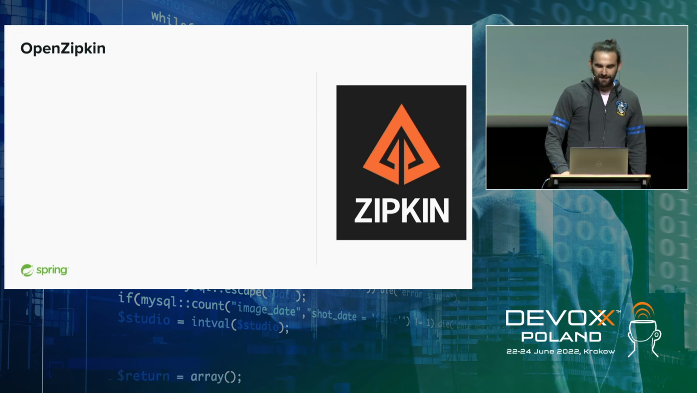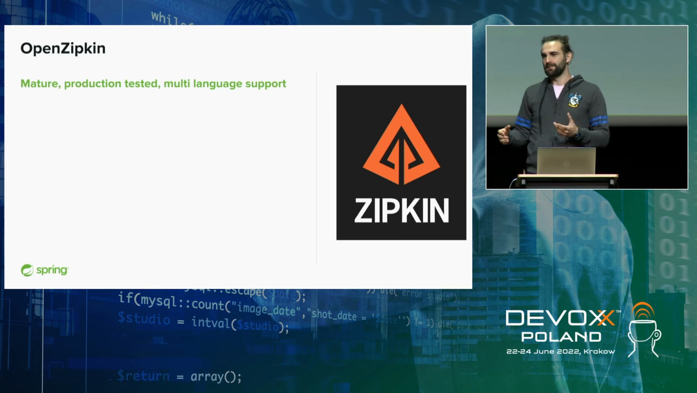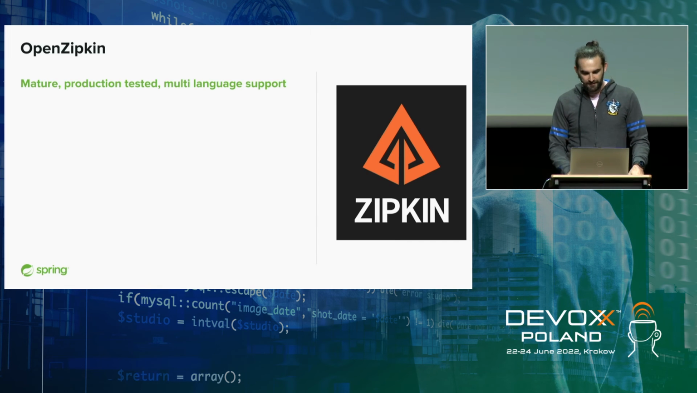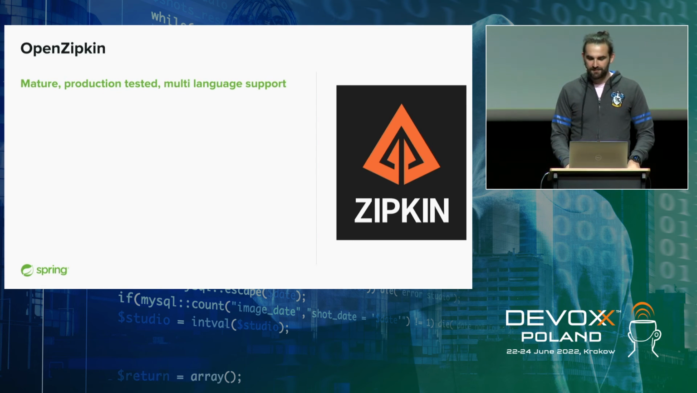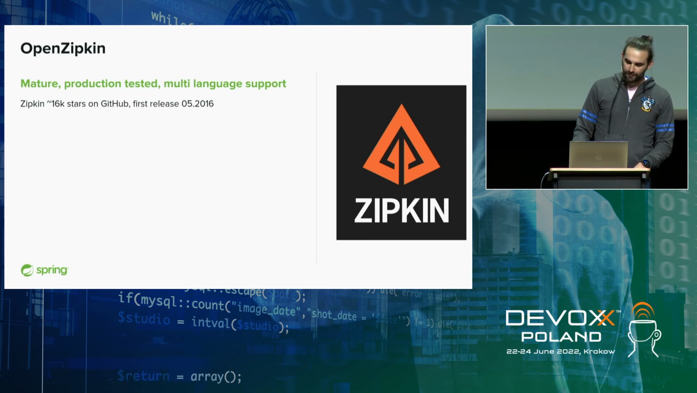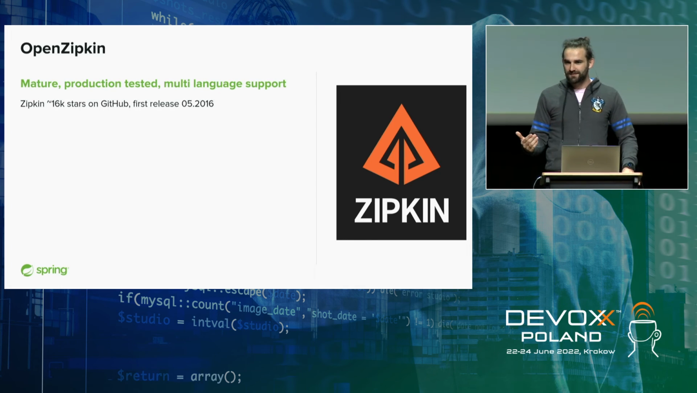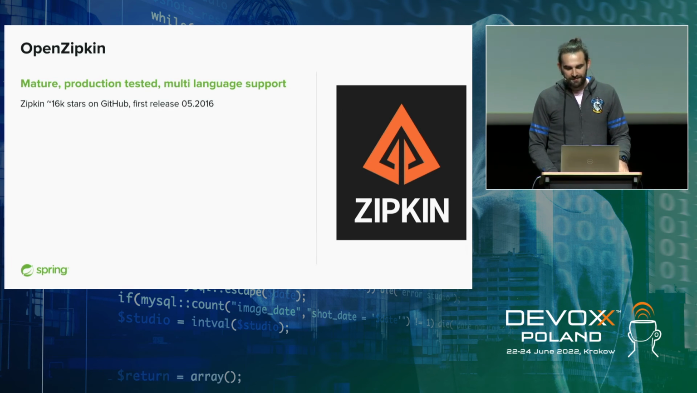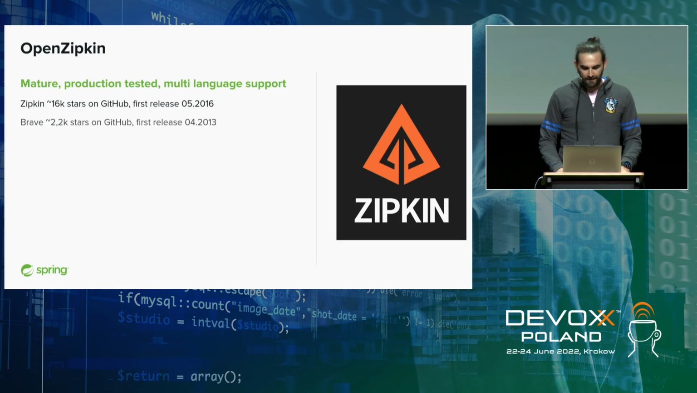So what is OpenZipkin? It's in fact a server, but it's also an ecosystem of projects. It's also a standard of tracing propagation. In general, it's a mature ecosystem, production tested, and has multi-language support. I know that stars on GitHub is maybe not the best rating system, but it at least gives us something. So Zipkin has around 16,000 stars on GitHub, and the first release happened in May 2016.